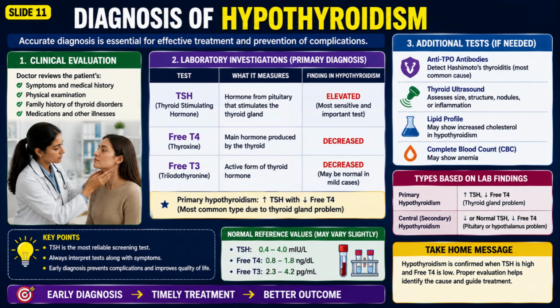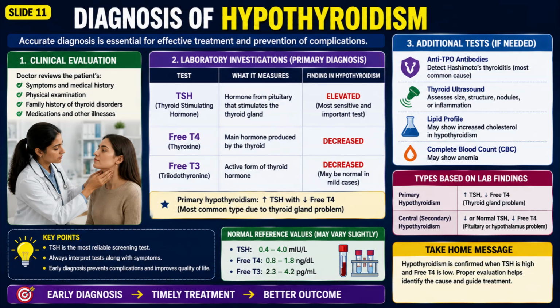In primary hypothyroidism, the thyroid gland produces insufficient thyroid hormones, causing the pituitary gland to release more TSH in an attempt to stimulate the thyroid. As a result, the typical laboratory pattern in primary hypothyroidism is increased TSH levels, decreased free T4 levels. Free T4 is considered the most important hormone measurement for confirming thyroid hormone deficiency.